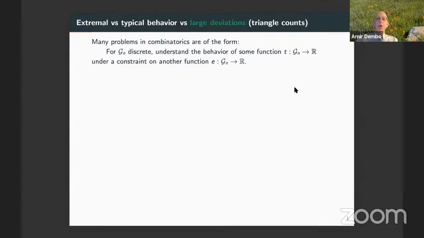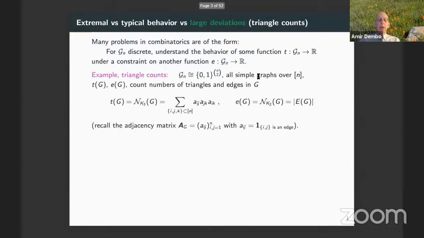I will continue. So many problems in combinatorics, that's one of the motivations, are of the form that you have a large discrete set, here called G of n, and we want to understand the behavior of some real function on this set under the constraint of another function on this set. And this talk will be about a particular case of such a question. We will take the set G_n to be the set of all simple graphs over n vertices. And we can think of them as a binary vector of length n choose 2, assigning 1 whenever we have an edge and 0 otherwise.